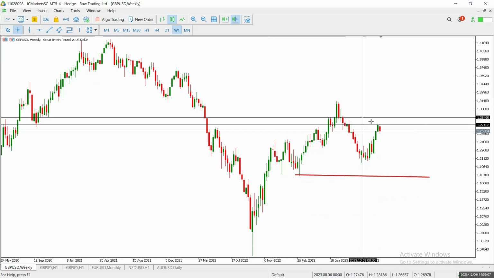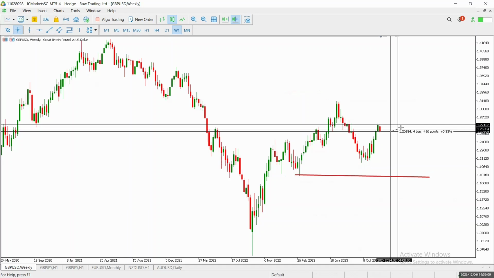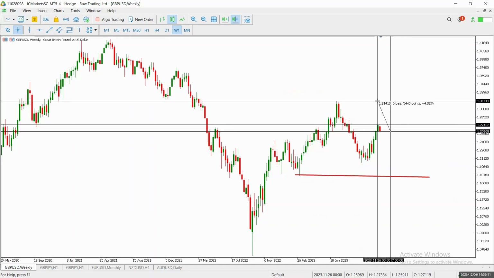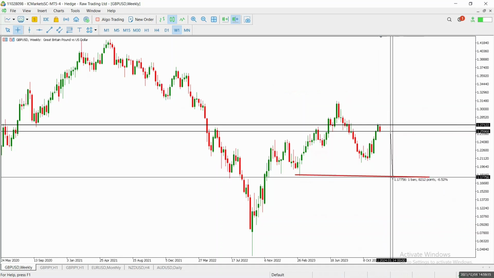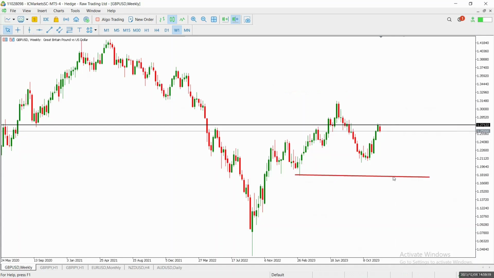Okay, so now let's bring our crosshair tool. Right now, if we are selling, we'll put our stop loss at the high. This would be about 544 pips, and we are going to be selling for about 802 pips. This would just be a 1 point plus risk reward if you are entering right now.